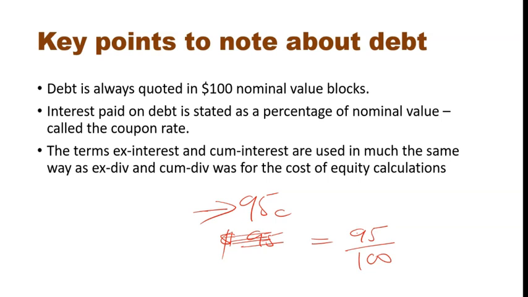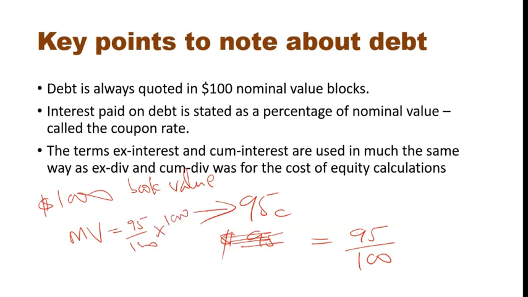So if the total debt in the books, the book value, is said to be $1,000, then the market value would be 95 over 100 multiplied by 1,000, and this means that this debt is worth 950.